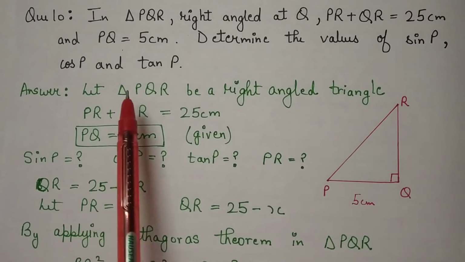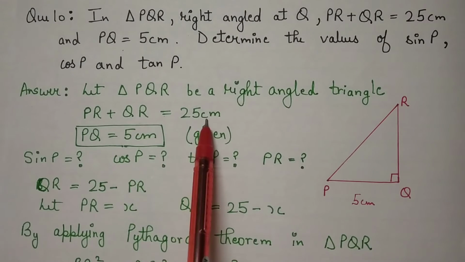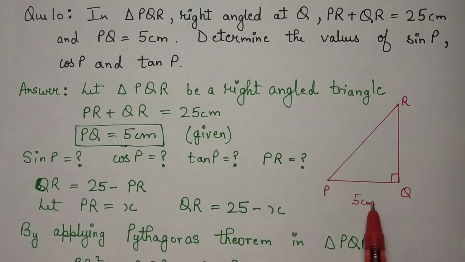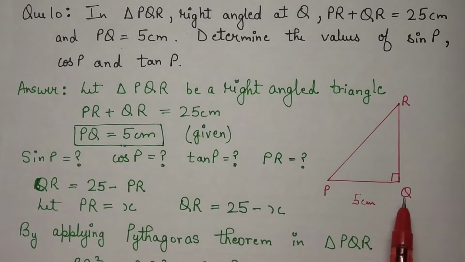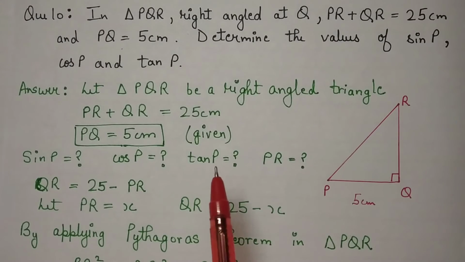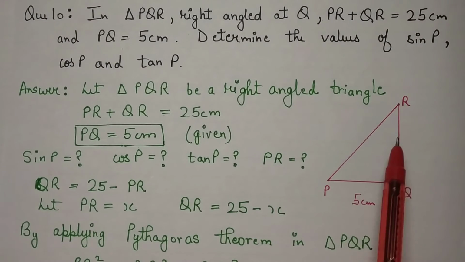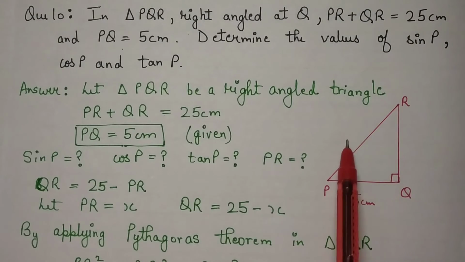Now let triangle PQR be a right angle triangle. PR plus QR is 25 given. PQ is one side, that is 5 centimeter. In the question I need to find sin P, cos P, tan P, and I have also written PR because I don't know what PR, the hypotenuse, is here.